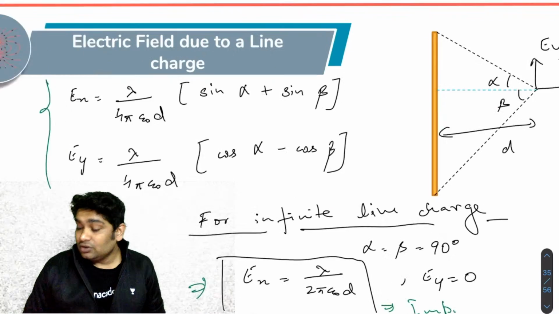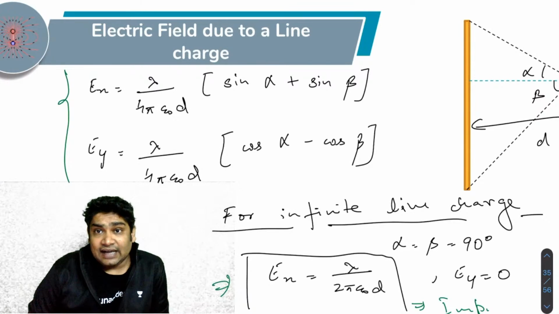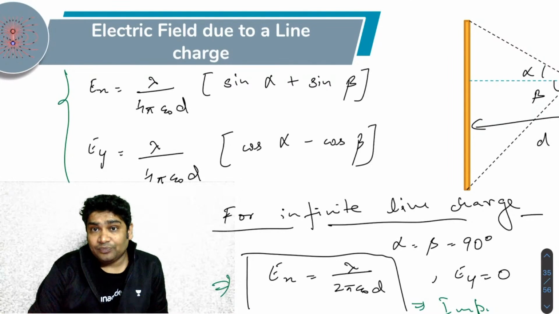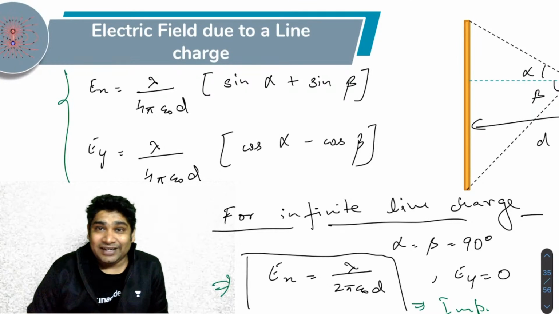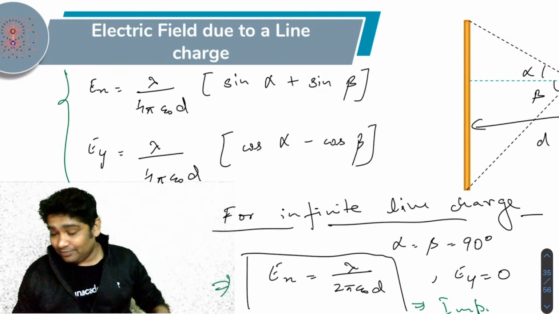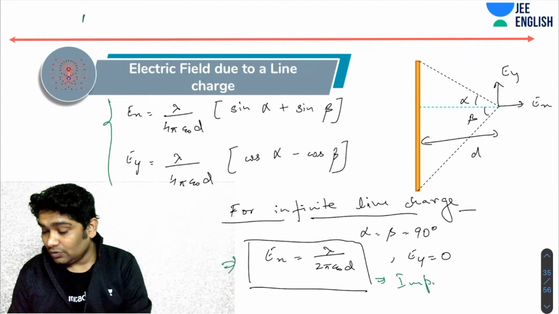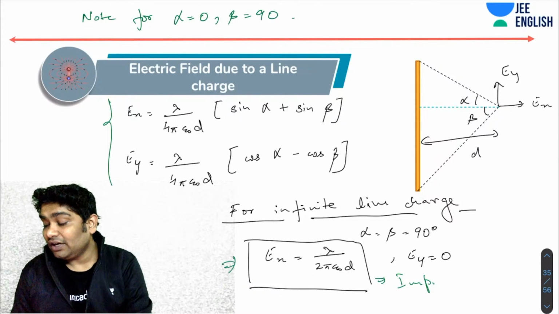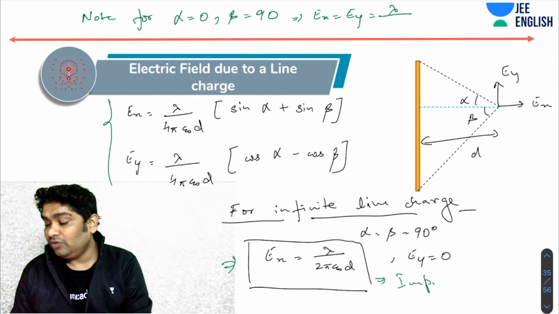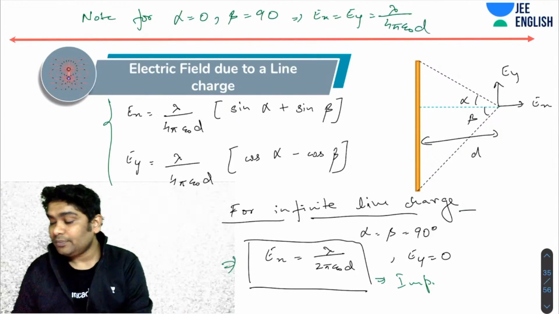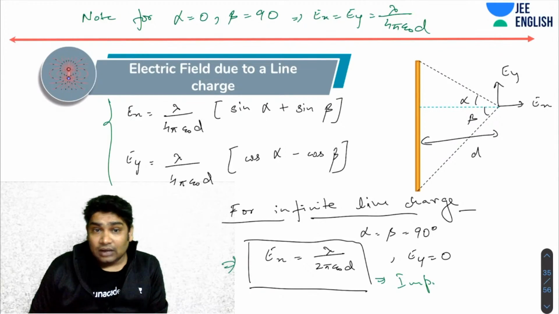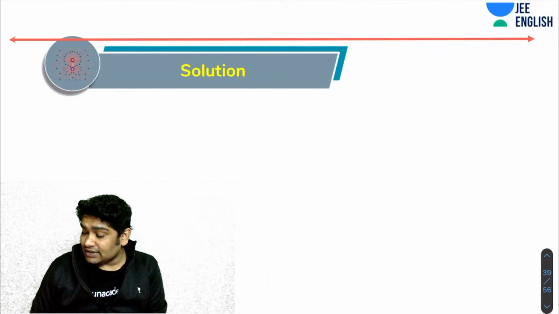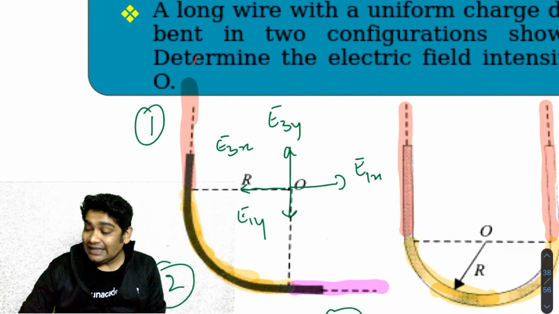So if alpha is 90 and beta is 0, or alpha is 0 and beta is 90, you realize Ex equals Ey. You realize this Ex equals Ey, which is equal to lambda over 4 pi epsilon naught d. Now, because of this symmetry, what you realize is that these components will cancel each other out.